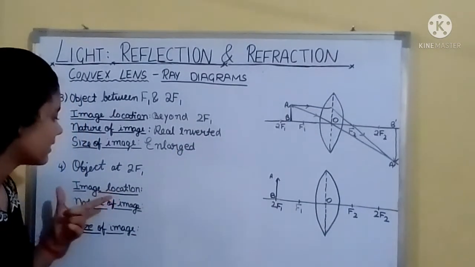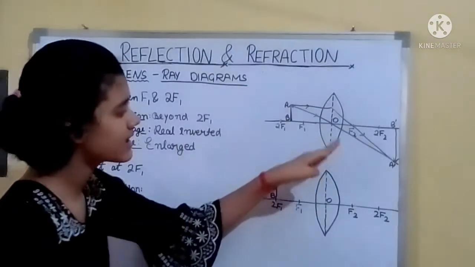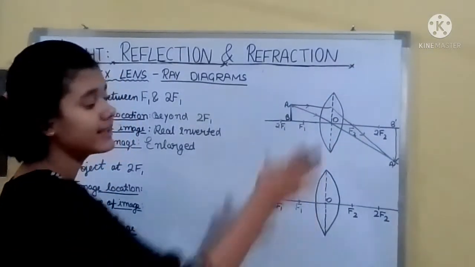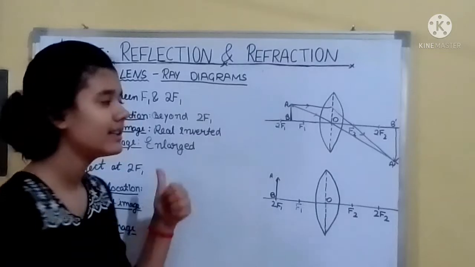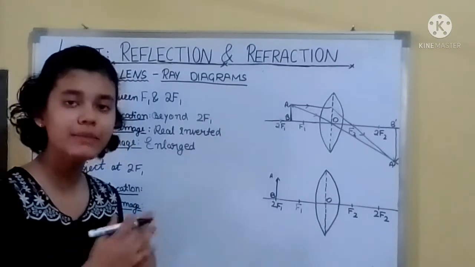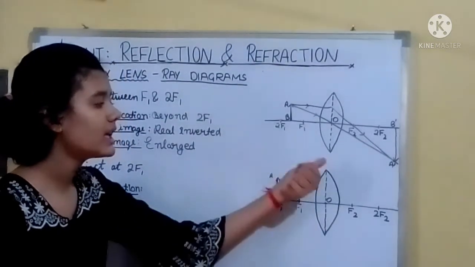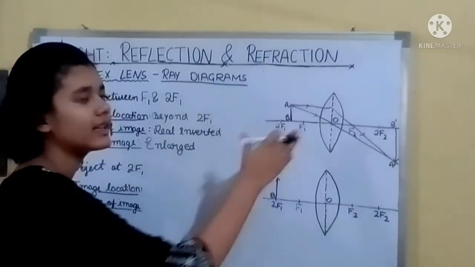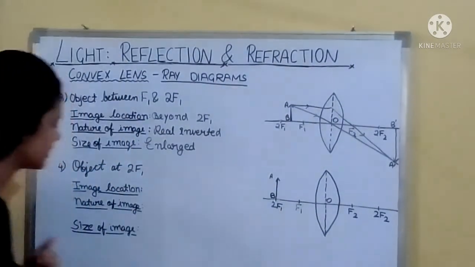Now over here you can see that when the image is on the right side, then it is real. In the spherical mirrors, when the image was on the left side, the image was real. But in the lens, it's vice versa.